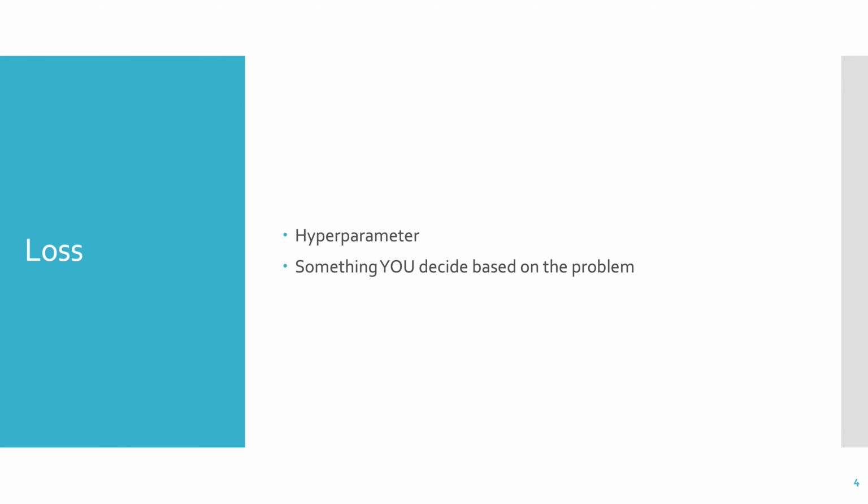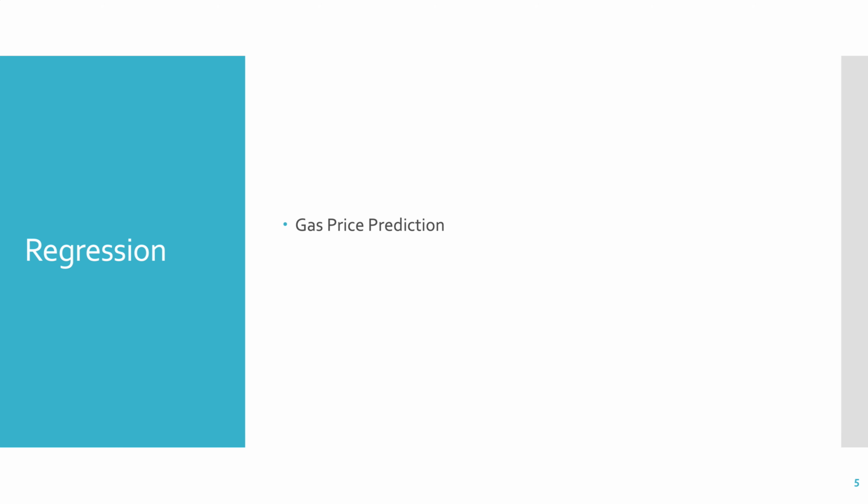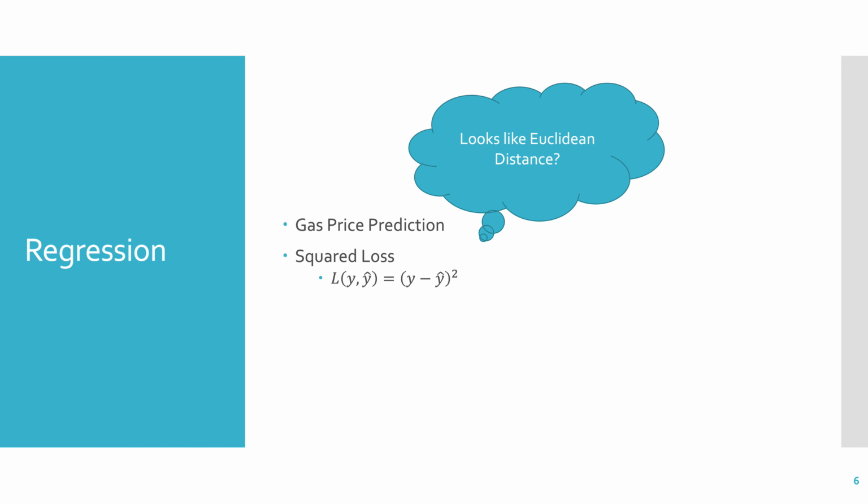Let's look at some examples. If you're trying to solve a regression problem, where you're trying to predict a real value, like gas prices, then you may want to use a loss like this, the squared loss. The squared loss takes the truth and subtracts the prediction from it, and then squares the result. This looks a lot like the Euclidean distance that we're familiar with, and we've used before for k-nearest neighbors and k-means. That's because it's basically what it is. It's the squared distance between y and y hat.